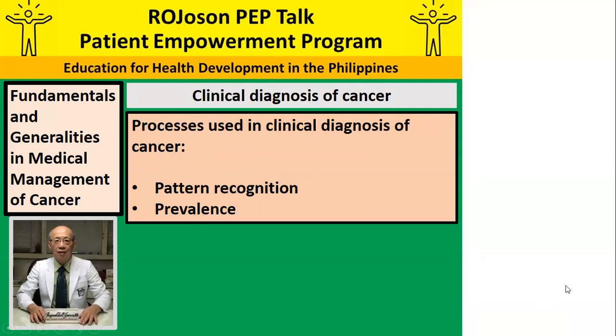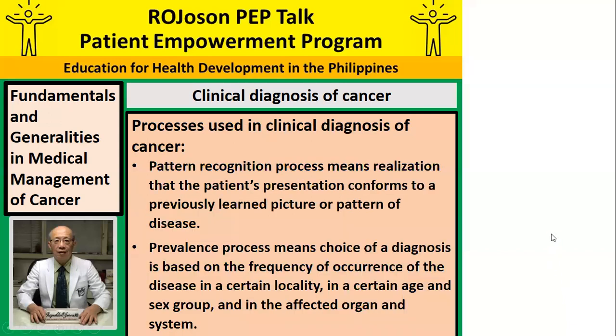The processes used in the clinical diagnosis of cancer are pattern recognition and prevalence. Pattern recognition process means realization that the patient's presentation conforms to a previously learned picture or pattern of a disease. Prevalence process means the choice of a diagnosis is based on the frequency of occurrence of the disease in a certain locality, in a certain age and sex group, and in the affected organ and systems.